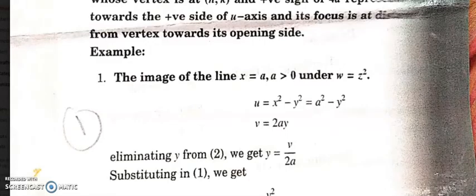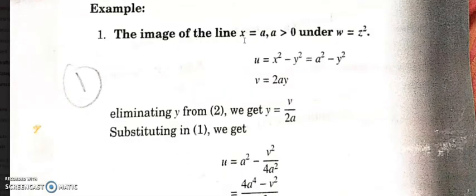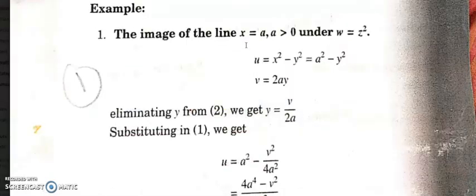Here is an example: the image of the line x is equal to a, greater than 0, under the transformation W is equal to Z square. So let us find the image of the line. First of all you have to take U is equal to x square minus y square and V is equal to 2xy, and in this question x is equal to a. So instead of x we take a.